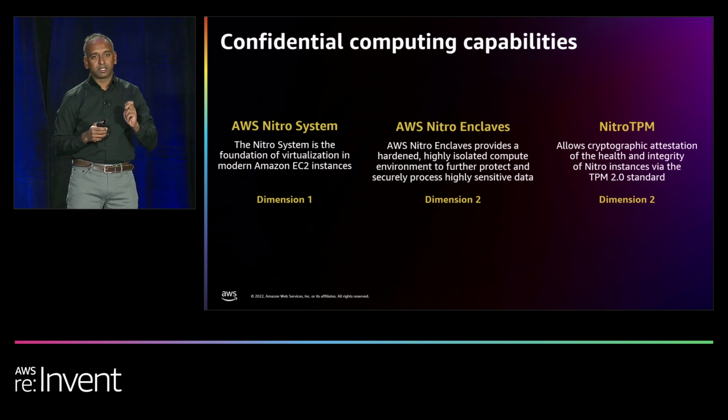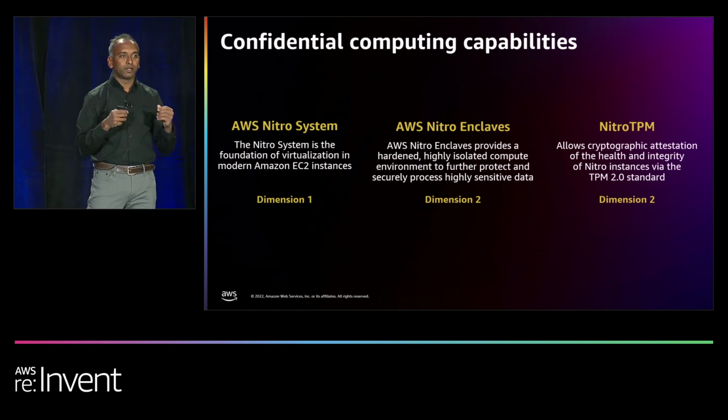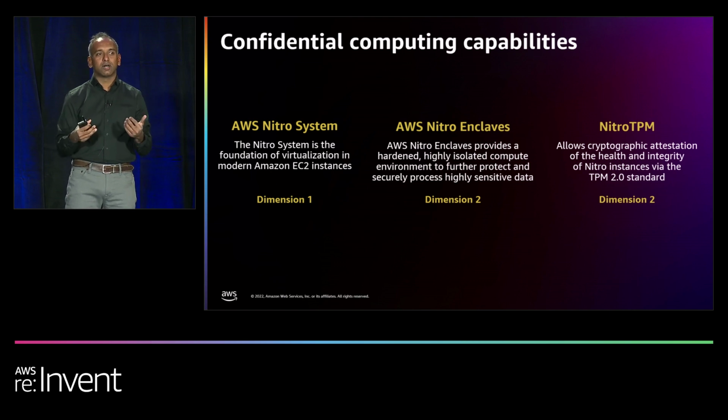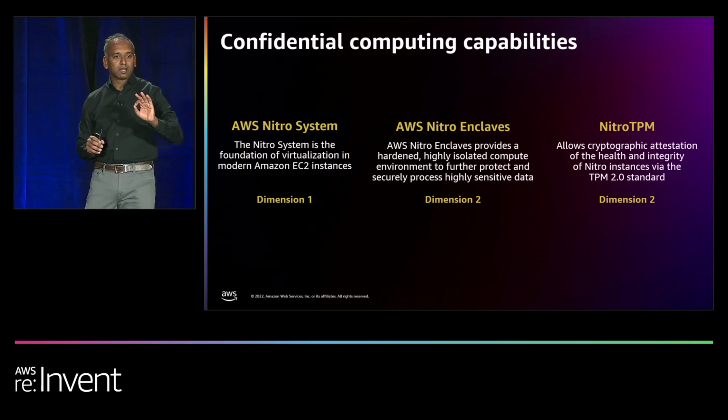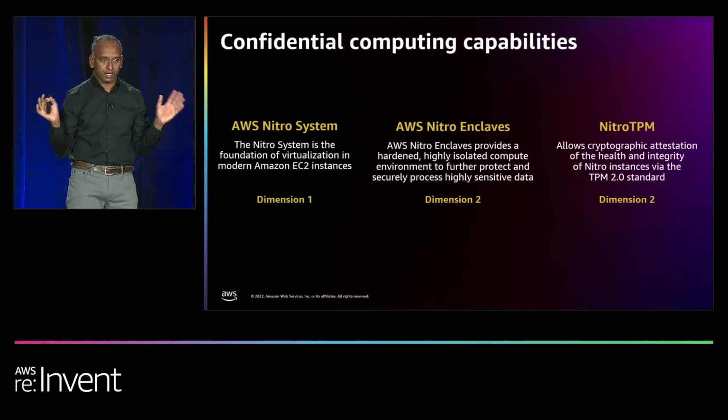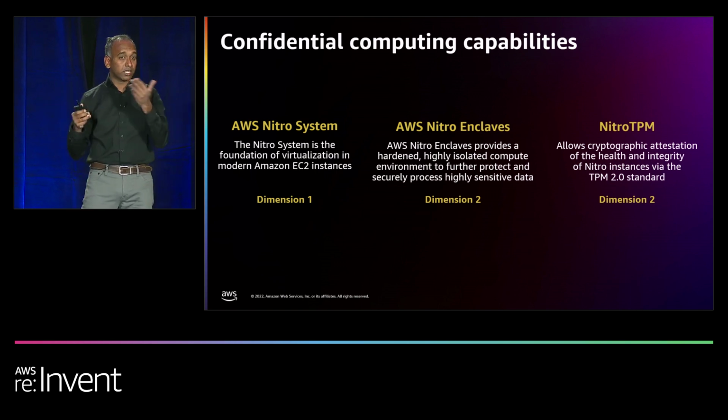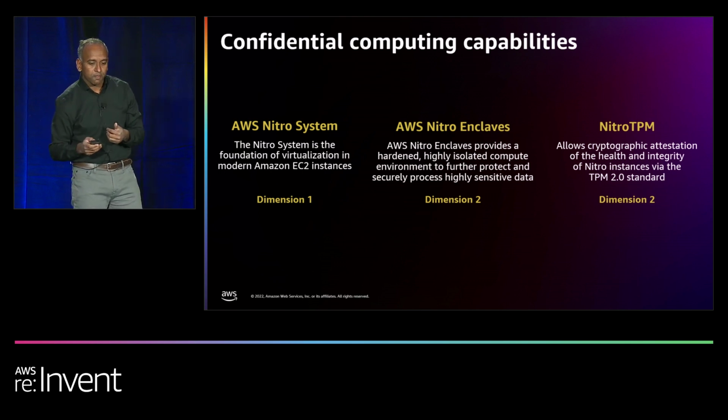AWS Nitro system addresses dimension 1 of confidential compute that I talked about earlier, where you get to protect your code and data from us by default. No AWS operator can touch any of your code and data. That's just how it's architected. JD will talk about it a lot more later in this session.